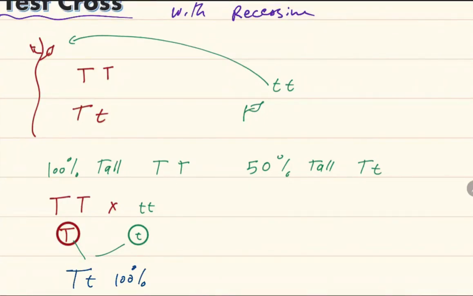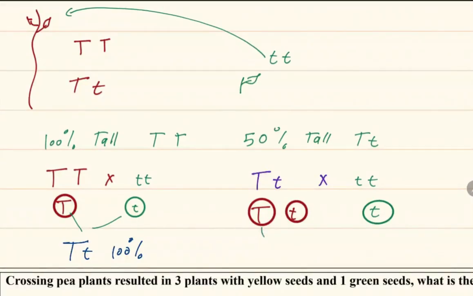Let's see the other case. If it is heterozygous, that's going to be T capital, T small. I cross it with T small, which is the short. How many gametes in the first one? 2 gametes, T capital and T small. The second one, how many gametes? 1. So if I cross them, that's going to be T capital T small, tall, and this with this T small, T small. So 50, 50%.